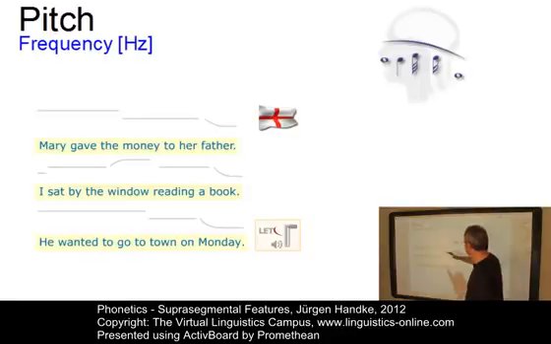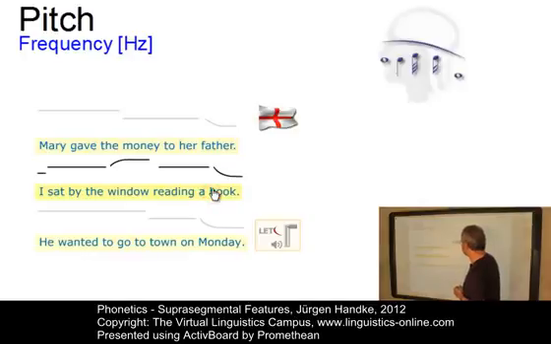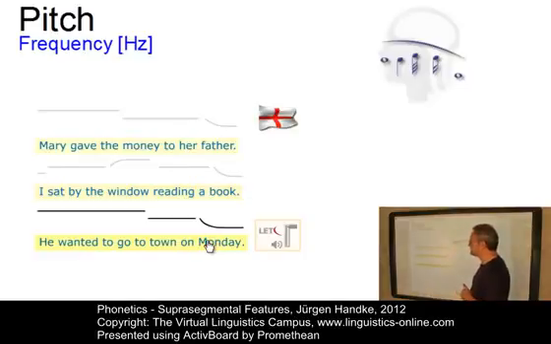Now let's listen. Mary gave the money to her father. And we could perhaps assign 3 pitch levels to this sentence. Now in the next sentence we could possibly assign 4 levels. I sat by the window reading a book. Plus a little onset here associated with the first syllable I. And finally 3 pitch levels again. He wanted to go to town on Monday.